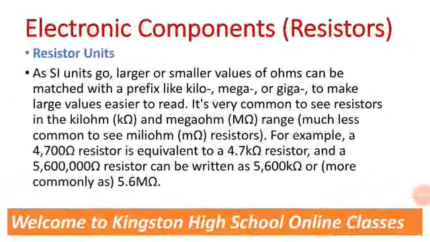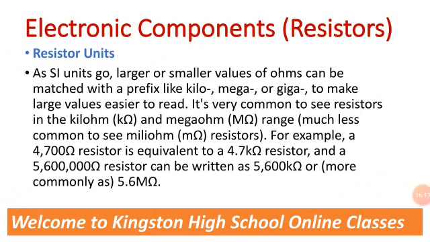The units I've told you about. The unit of a resistor is ohm. We can have kilo ohm for 1,000, mega ohms for 1,000,000, and then giga ohms for a billion, to make larger values easier to read. Do you understand that? It is very common to see resistors in the kilo ohms and mega ohms range, much less common to see giga ohms.